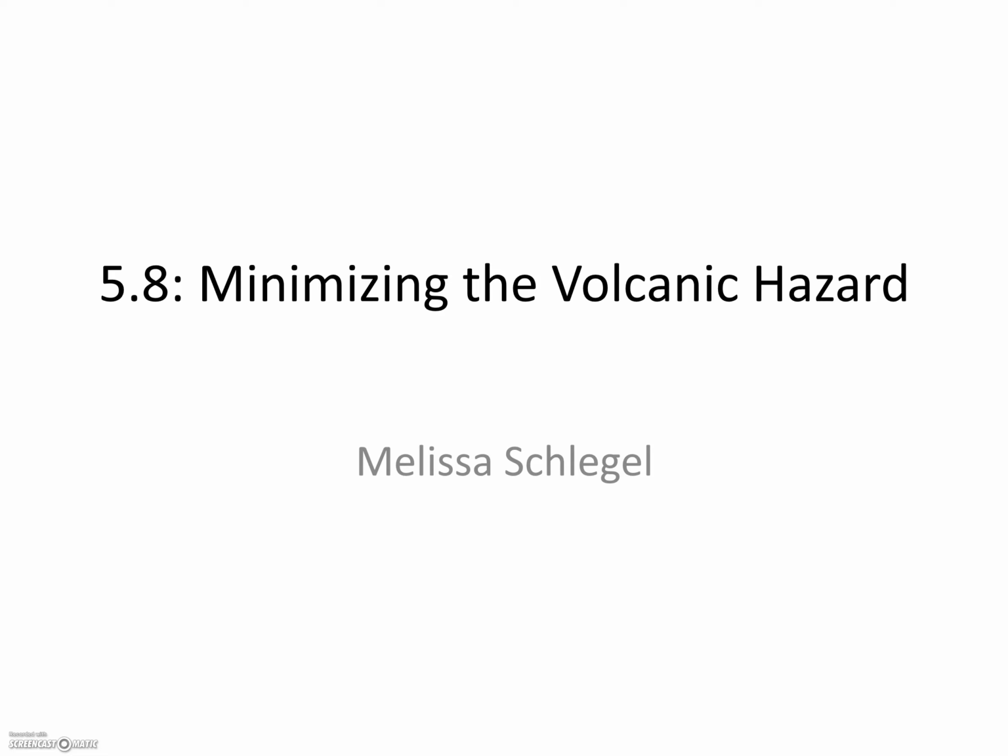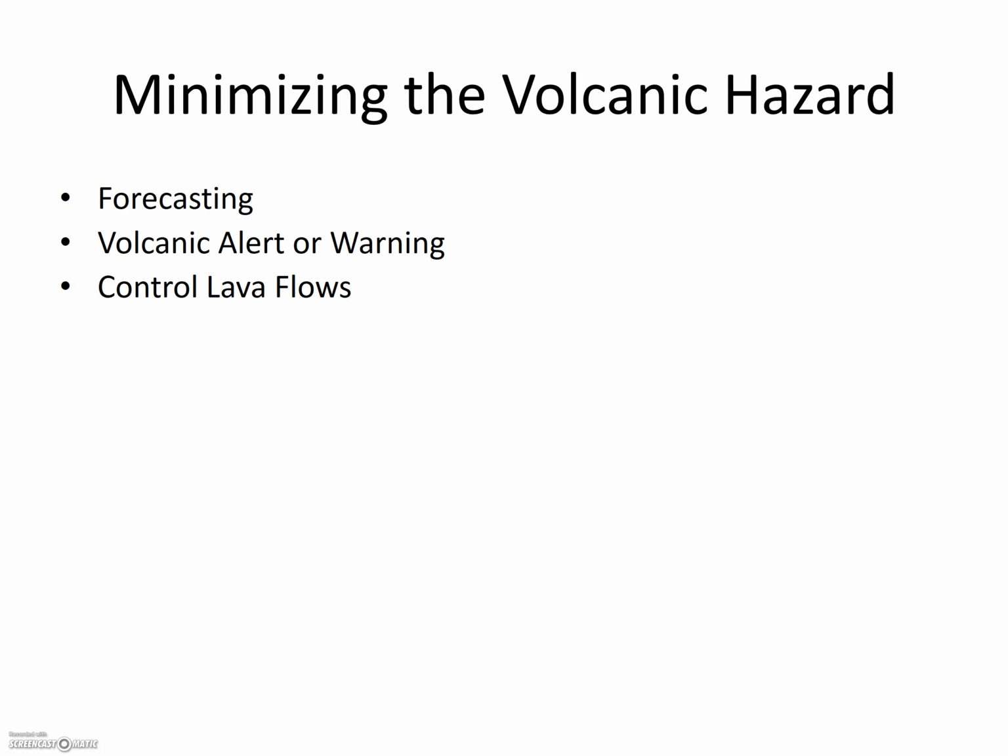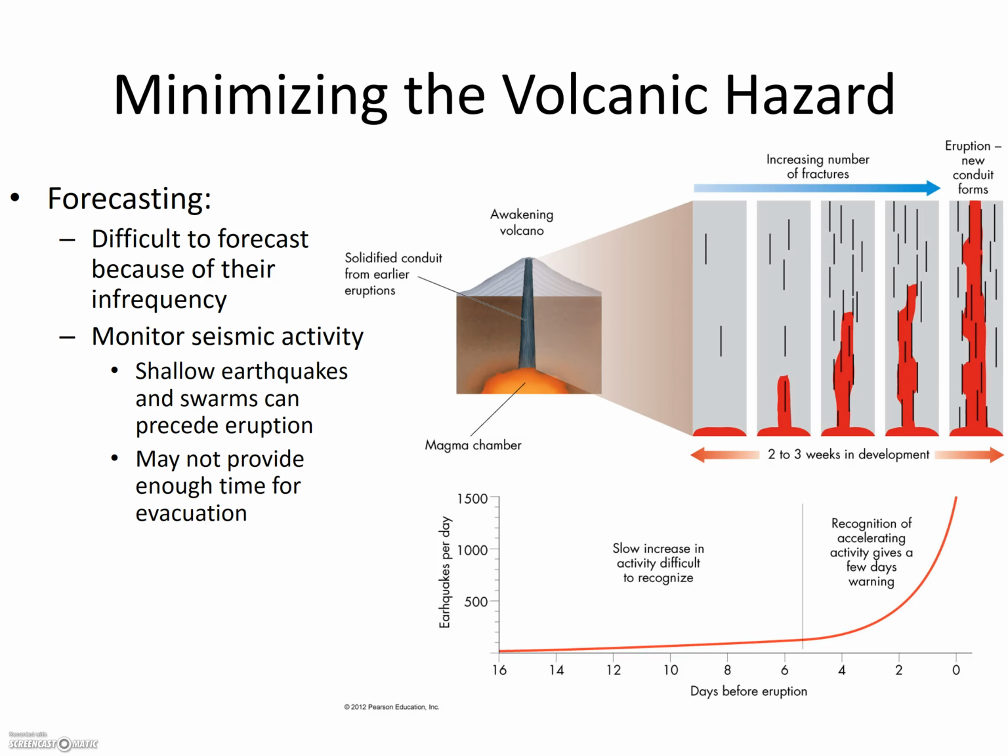5.8 Minimizing the volcanic hazard. Minimizing the volcanic hazard includes forecasting, volcanic alert or warning, and control of lava flows. Forecasting is difficult because each volcano erupts fairly infrequently. One way to aid eruption forecasting is to monitor seismic activity. Shallow earthquakes and swarms can precede eruption but may not provide enough time for evacuation.